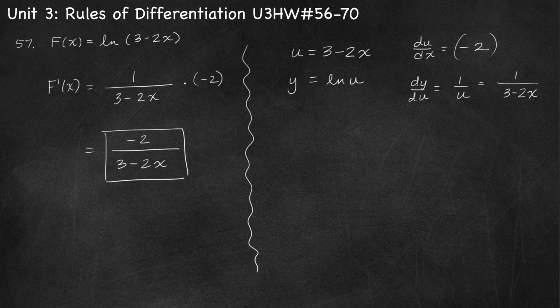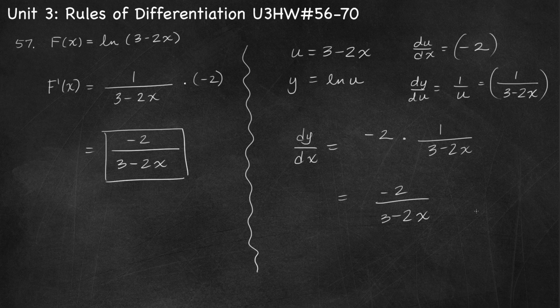And then we multiply these two derivatives together to get dy dx. So negative 2 times 1 over 3 minus 2x, which gives us negative 2 over 3 minus 2x. Same answer we got on the left.